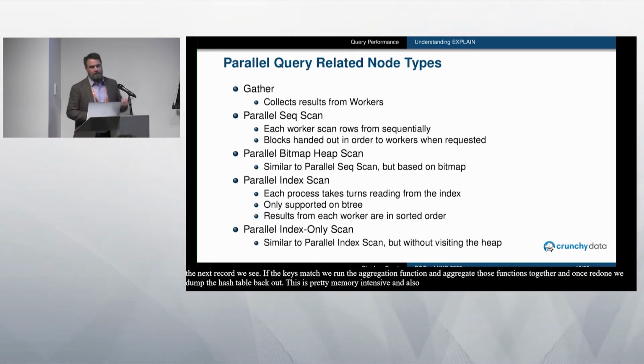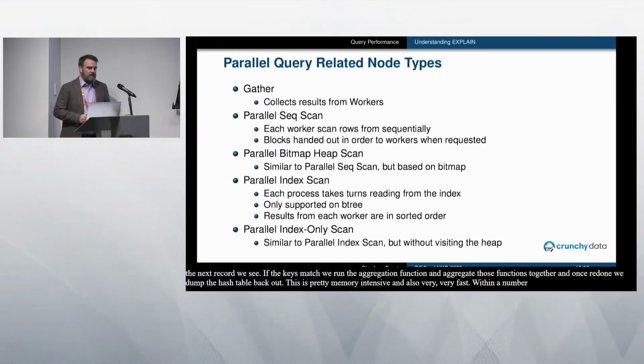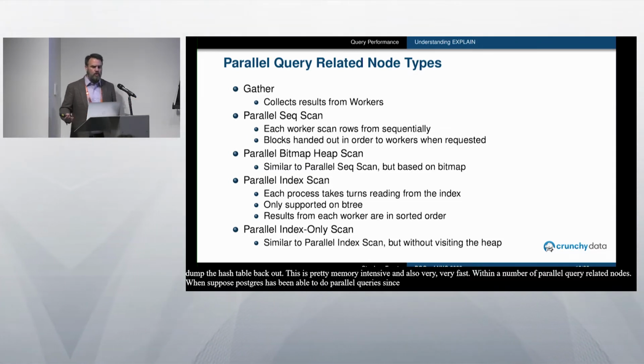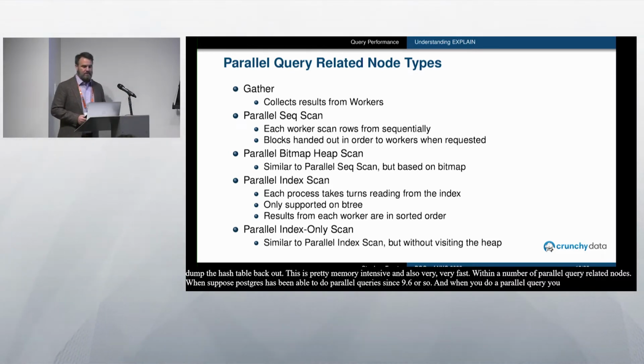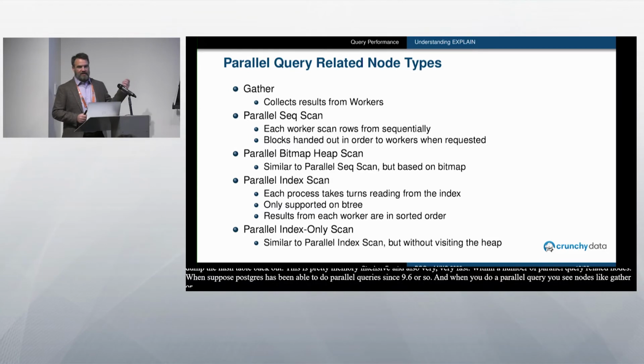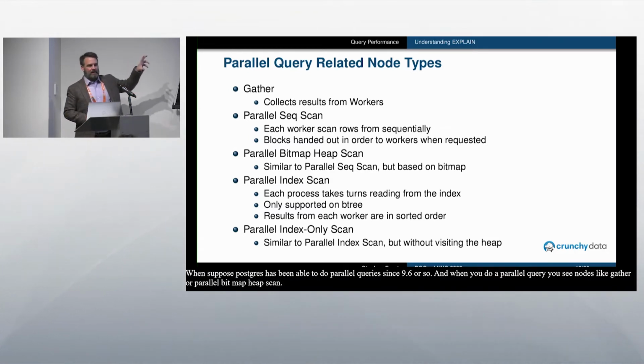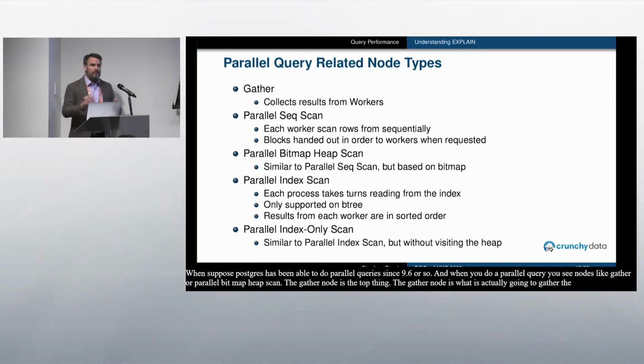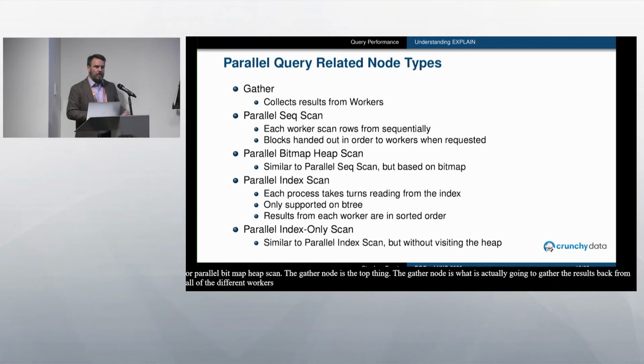We then have a number of parallel query related nodes. Postgres has been able to do parallel queries since 9.6 or so. We actually enabled it by default, I think, in 10. And when you do a parallel query, you're going to see nodes like gather, or parallel sequential scan, or parallel bitmap heap scan. The gather node is going to be the top thing, right? The gather node is what is actually going to gather the results back from all of the different workers and combine them in whatever ways we need to in order to run the query. So that's going to be at the top.